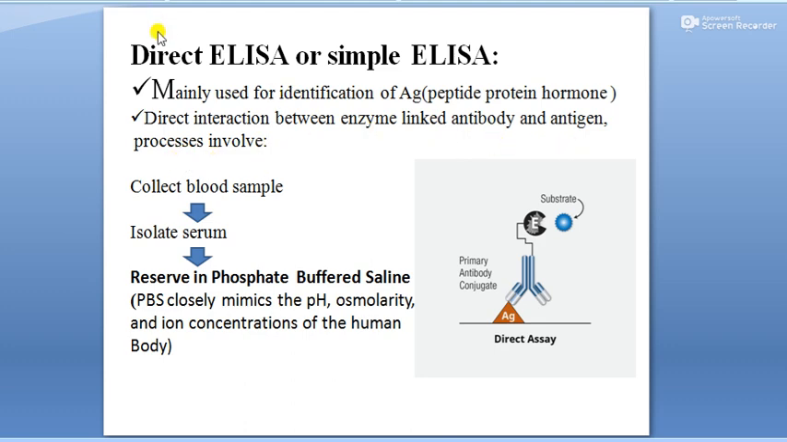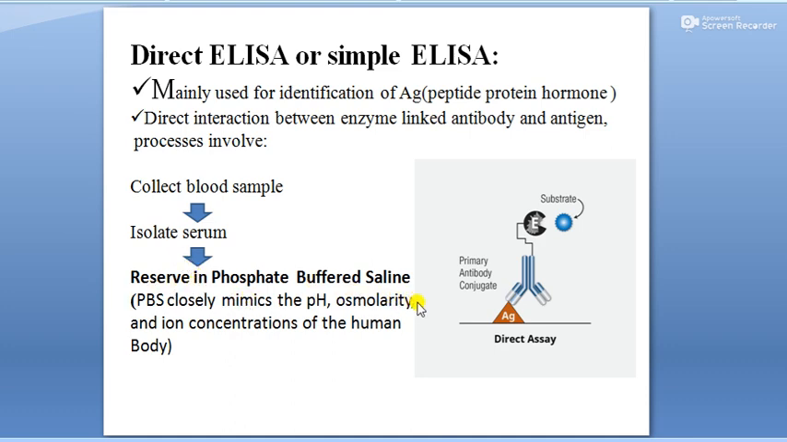Here in case of direct ELISA, you can see there is a term direct. So, it is direct interactions between the enzyme linked antibody and the specific antigen. So, when we start some ELISA process, any types of ELISA process, we need to know about the previous process, that is collection of blood or collect the blood sample. Then we isolate the serums. Serums means where the antibody or antigens are present. So, after isolating the serums, we have to reserve it.